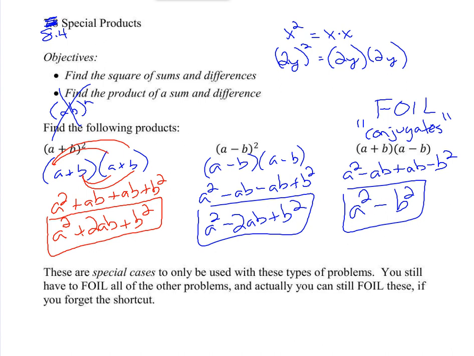It wasn't first. It was the outside, the O. And this one right here, the AB, that was the I. They added up to be 0. They disappeared. It's like the O and the I in FOIL disappear, and all you need really is the F and the L. So this is another special case.